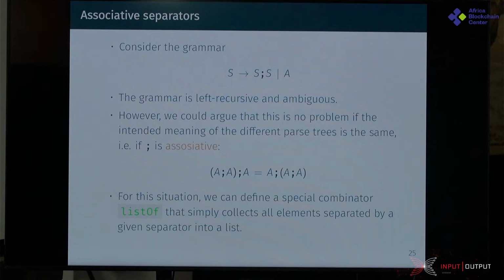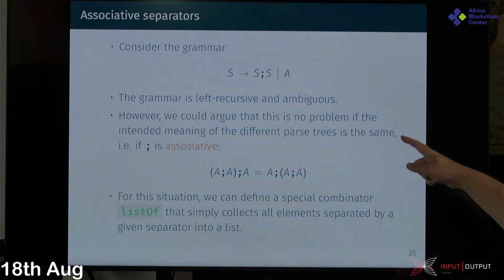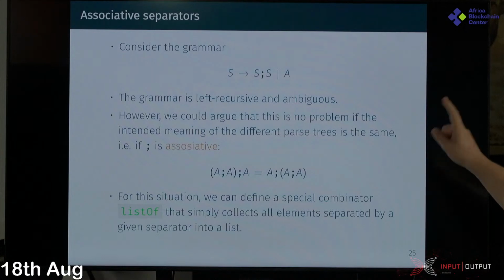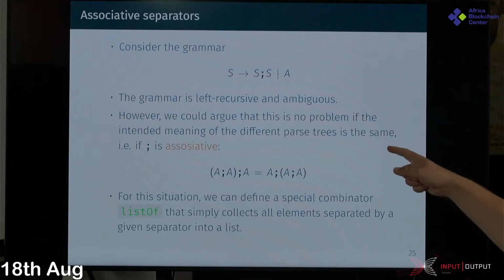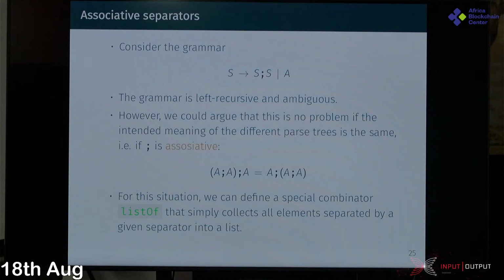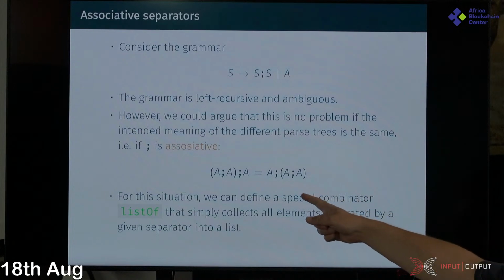I just want to mention, sometimes you don't care. For example, if you look at this grammar, an S can either be S semicolon S or it can be a terminal A, let's say. Then that is highly ambiguous, because if you have 5 A's, there are like 32 or whatever parse trees, depending on how you apply this. But sometimes you don't care, because if this semicolon is associative, then you don't care about the bracketing. Maybe you don't care whether it's parsed like this or like that.